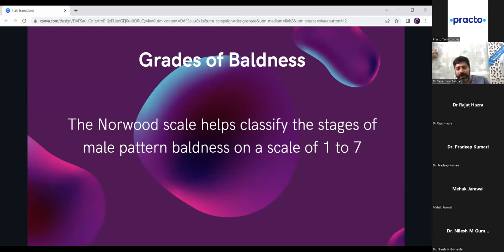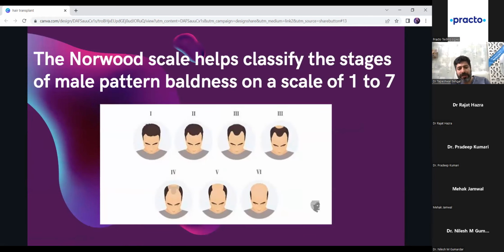The grades of baldness, it is just to explain, to do the planning and to tell the patient what to expect as results, because you cannot give the same results in a patient who is partly bald and the same result to a patient who is fully bald. So this classification is mainly for planning. 7 grades of the Norwood scale, which will help you in planning your.